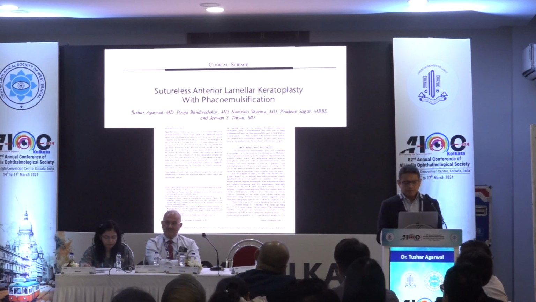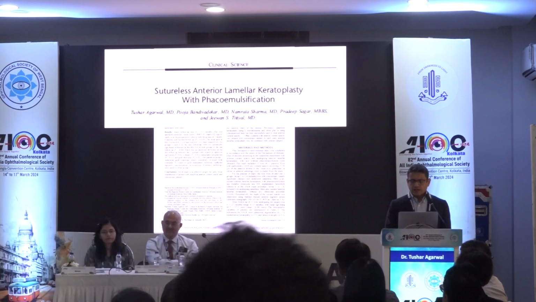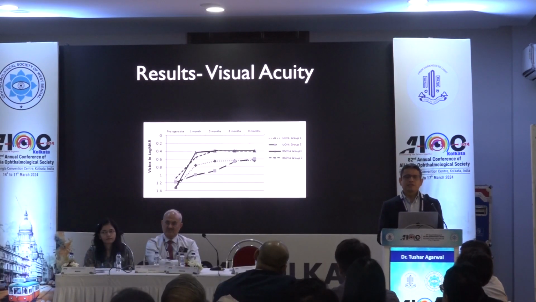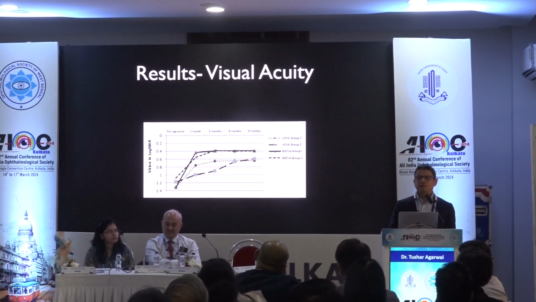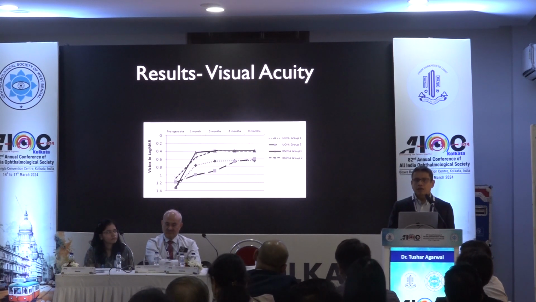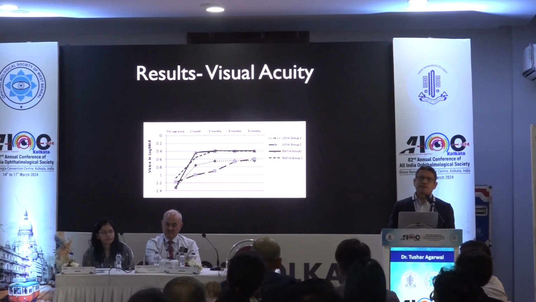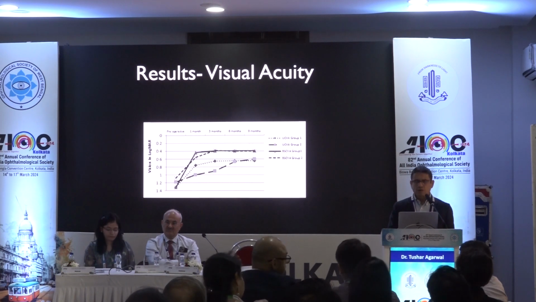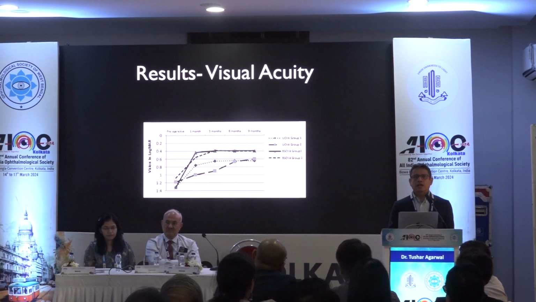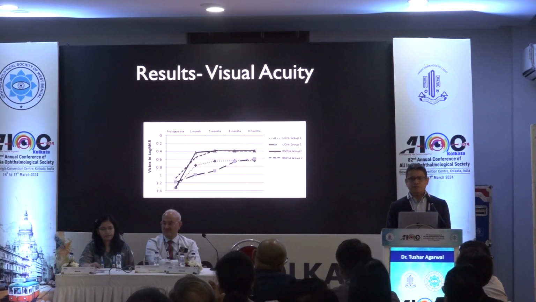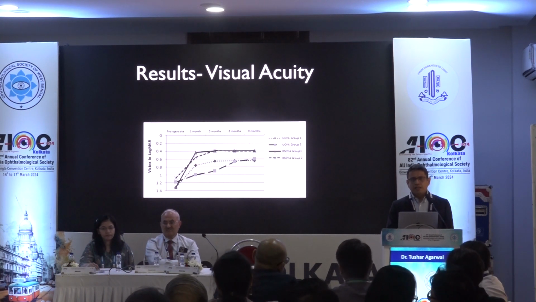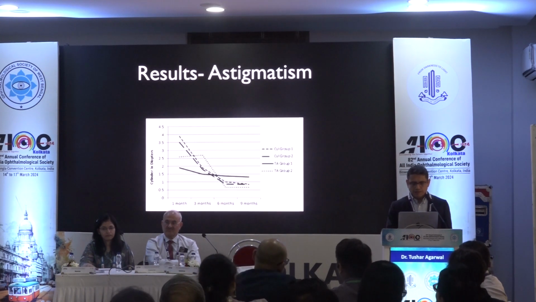We published these results a few years back in Cornea, and the take home from these results was that the patients recover vision very fast following this surgery, even if it is a plain SALK or SALK with phaco. Compared to a procedure like DALK or ALTK, where it takes about 6 months to 1 year to regain vision, in these cases you almost reach the final visual acuity by 6 weeks of surgery.